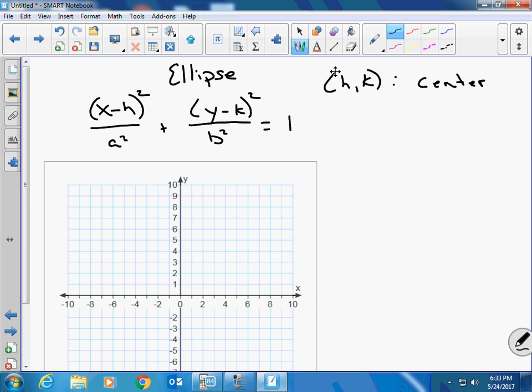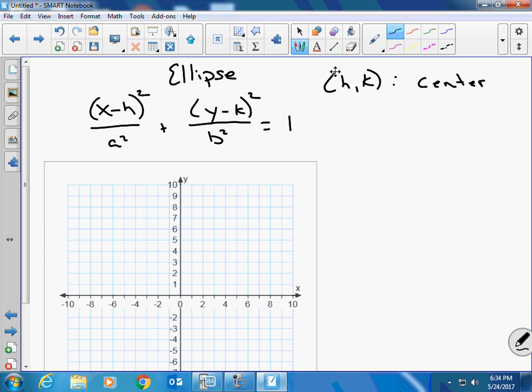Nothing special about the A and the B. They could be flip-flopped. Some texts say no, they have to be rigid in certain spots, but it really doesn't matter. It does when you come to finding the foci, but we'll talk about that down the road when we get there. Okay, so the way this is written, with a centered H and K, A is how far I go in the x direction, B is how far I go in the y direction.